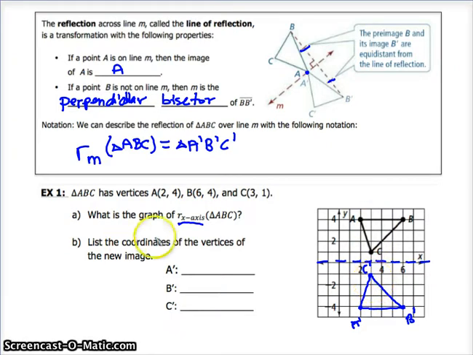Part B asks us to list the vertices of our new triangle. So A prime is at the point (2, -4).